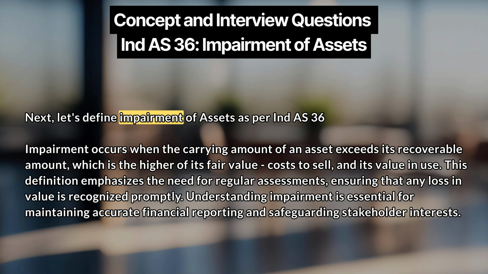Next, let's define impairment of assets as per Ind AS 36. Impairment occurs when the carrying amount of an asset exceeds its recoverable amount, which is the higher of its fair value less costs to sell and its value in use. This definition emphasizes the need for regular assessments, ensuring that any loss in value is recognized promptly. Understanding impairment is essential for maintaining accurate financial reporting and safeguarding stakeholder interests.